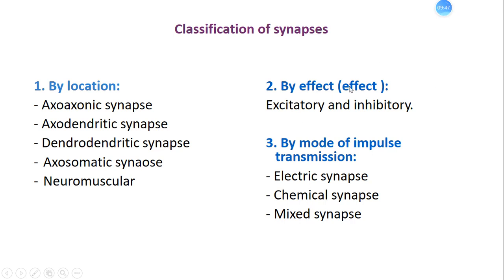And by effect, or by function, we have excitatory and inhibitory synapses. An excitatory synapse transmits impulses from the presynaptic neuron to the postsynaptic neuron, and an inhibitory synapse will stop or inhibit the impulses from the presynaptic neuron to the postsynaptic neuron. And again, we have the mode of impulse transmission. We have electric synapses, chemical synapses, and mixed synapses.